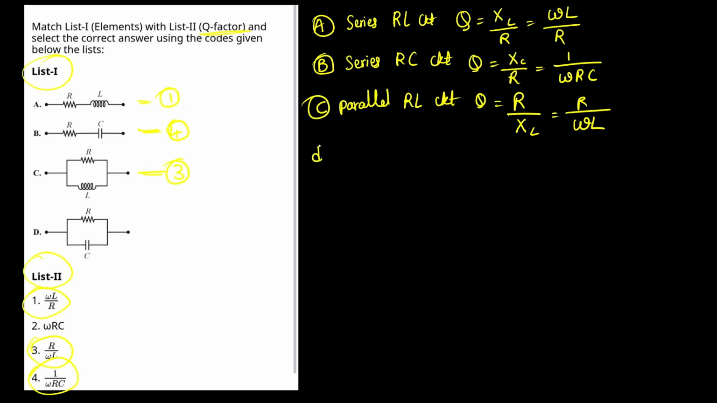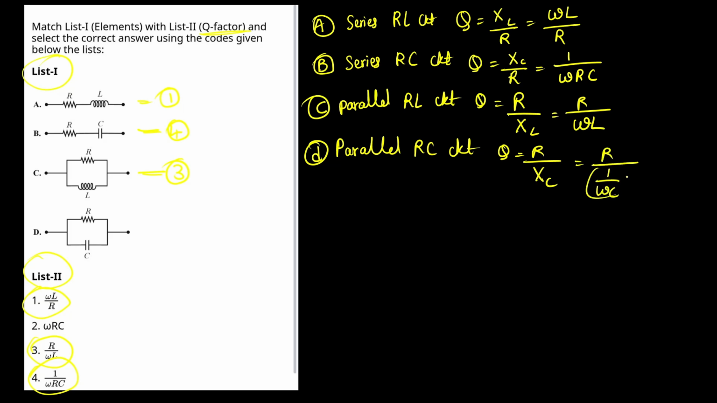Now D. Parallel RC circuit. Q factor equal to R by XC, which is equal to R by 1 by omega C, equal to omega RC. What matches the second one? So the correct match is 2. In this way we will match list 1 with list 2.